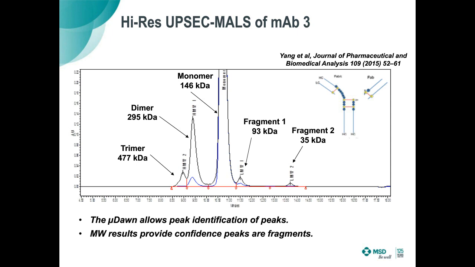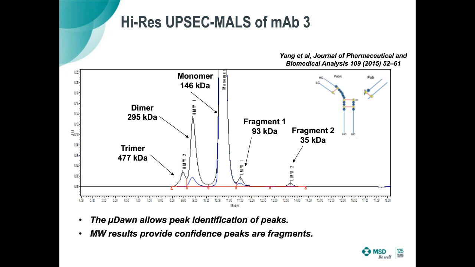Looking at the Yang et al. paper, we saw some hinge region fragmentation that has a 100 kilodalton fragment, and that kind of coincides with what we see for fragment number 1, 93 kilodaltons. Fragment number 2 would be the corresponding 50 kilodalton fragment. We are measuring a 35 kilodalton fragment. This is likely due to the low abundance of that peak.